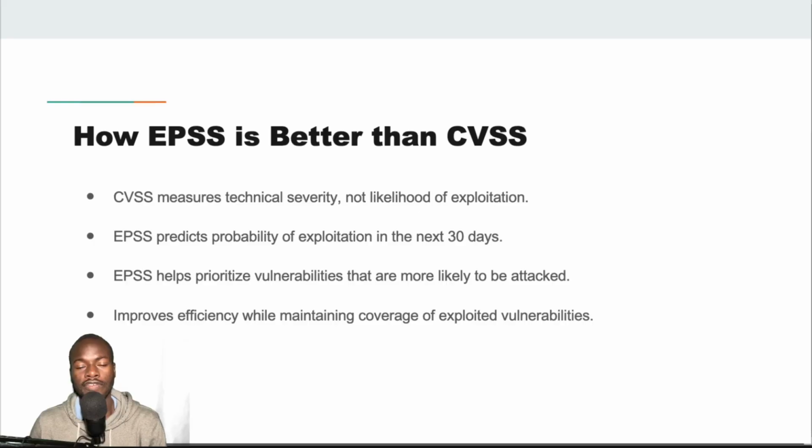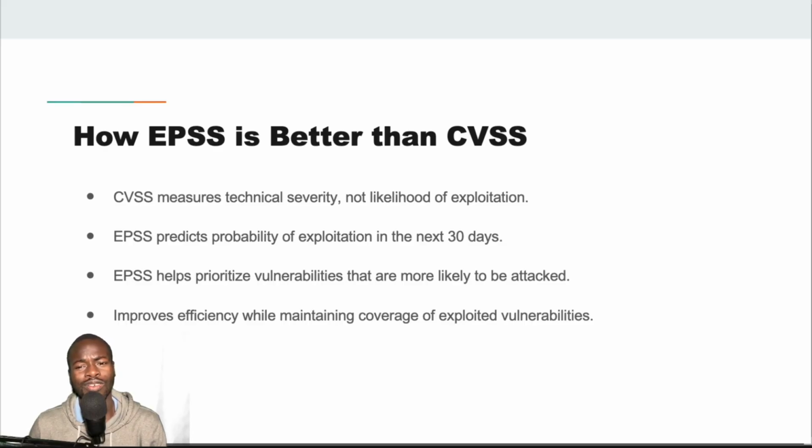Slide 4. How EPSS is better than CVSS. CVSS has been the standard for measuring how severe a vulnerability is, but it doesn't tell us how likely that vulnerability is to actually be exploited. That's where the EPSS really improves things. It predicts the probability of exploitation within the next 30 days, giving us a sense of what is most likely to happen in the real world.